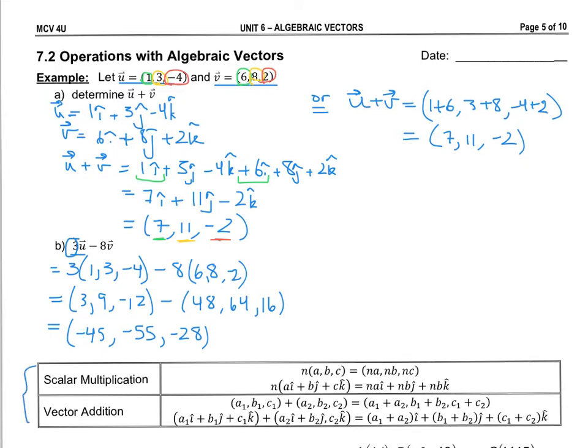So I've outlined here in this table the scalar multiplication. When you have a scalar and you multiply through the bracket, you're just multiplying each component by that scalar. Similarly, if you have a scalar multiplying the vector in its unit vector notation, you're just going to multiply each of those coefficients by the scalar in front. To add two vectors together, you're really just adding the components together here. And similarly with the unit vector notation, you're just adding the coefficients of each of the unit vectors.